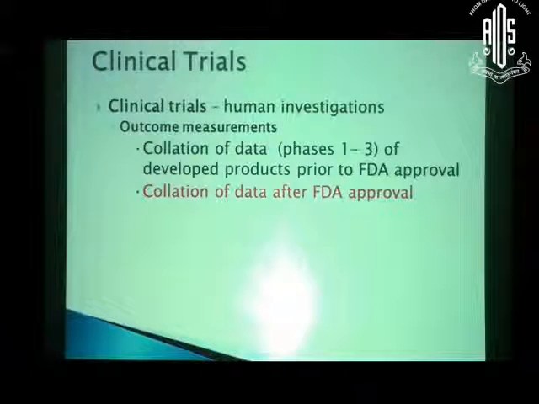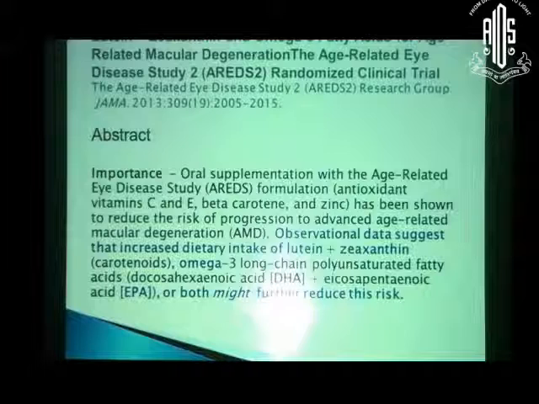We'll go into collation of data after FDA approval. Once something is on the market, this is putting together a mass of information. And you know that there are many drugs that have been taken off the market because of effects that were seen only after millions of people had taken the drug, which did not come out during the phase 1 to 3 trials. So anyway, here we have an abstract about lutein and zeaxanthin and omega-3 fatty acids for age-related macular degeneration, the AREDS 2 study.